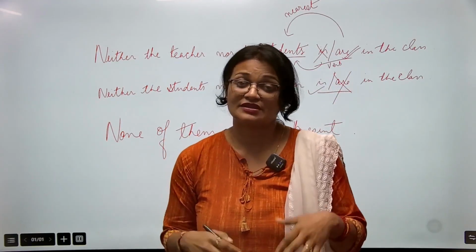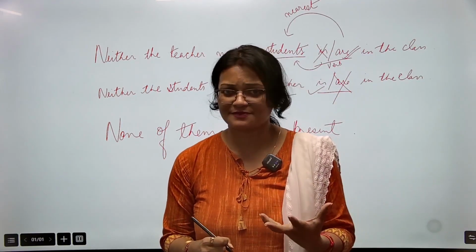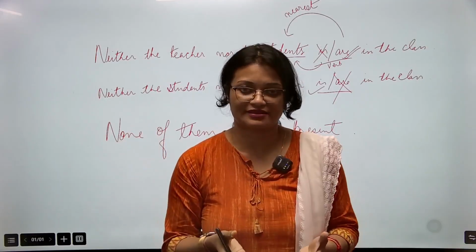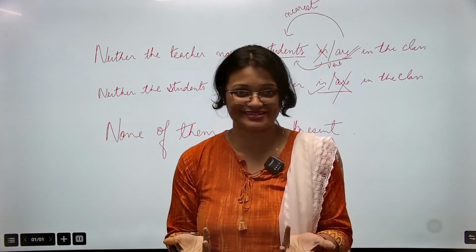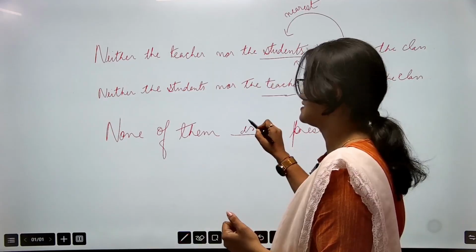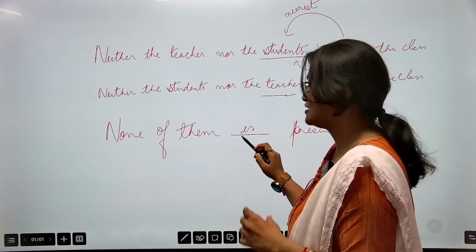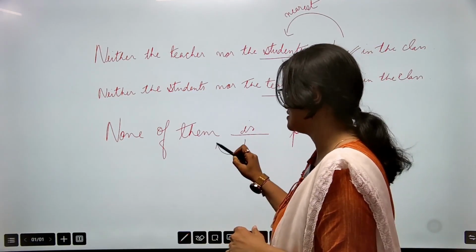None of them or neither of them. It's very simple. That means nobody is there. Why should we make it plural, isn't it? So it should be always singular. Don't get confused and don't try to mix it with this one.